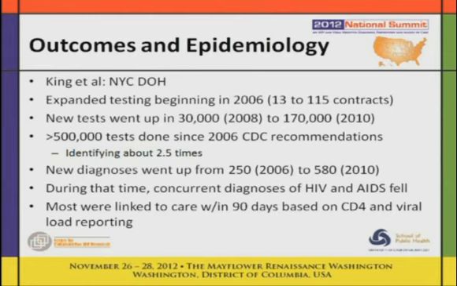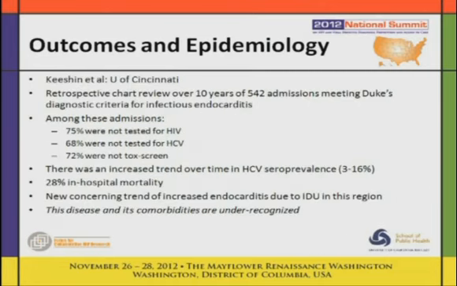Importantly, the concurrent diagnoses, or late diagnoses, of HIV and AIDS has fallen, so we're finding individuals earlier. And most of these individuals were linked to care within 90 days, and that was based on surveillance of CD4 and viral load counts.